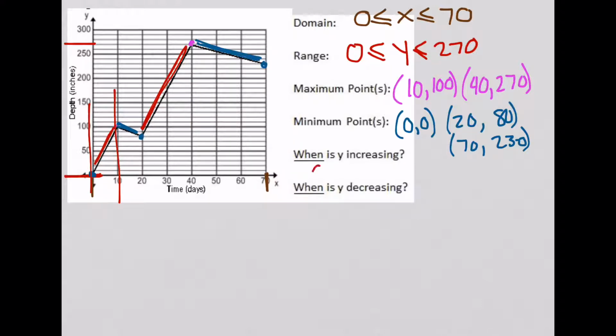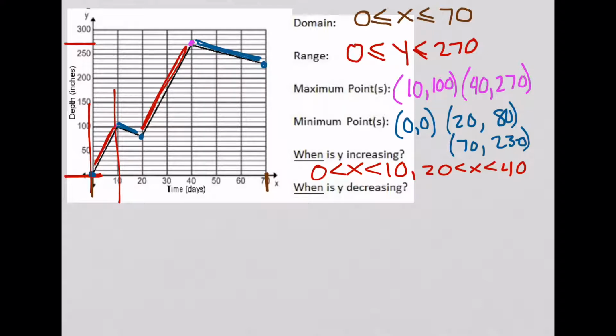So it's increasing from 0 to 10. It's also increasing from 20 to 40. Don't put your equal to bars on there because it's not increasing at exactly 10 or at exactly 20 or exactly 40. It's neutral at those places.